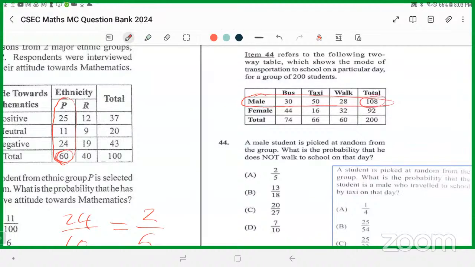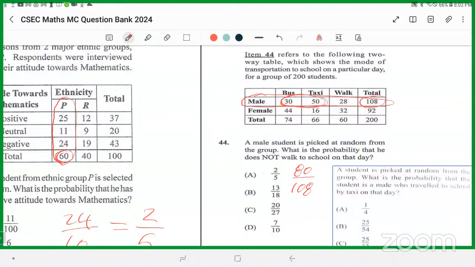What is the probability that he does not walk? If he doesn't walk, it means that he's one of these two. So it's 80 out of the 108. What's the probability that he does not walk? 80 out of 108. What does that reduce to? Simplify that down.